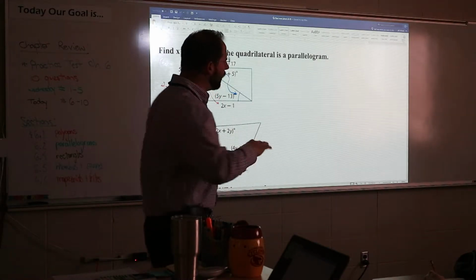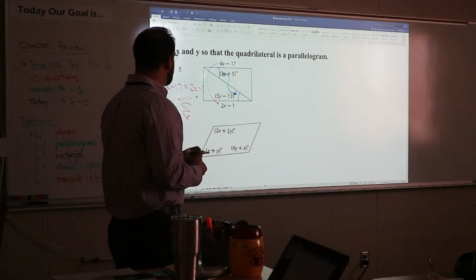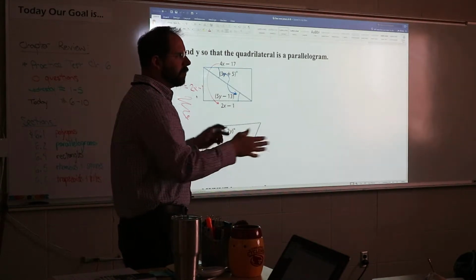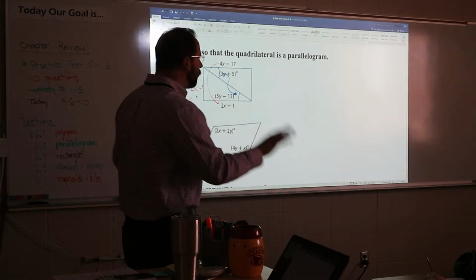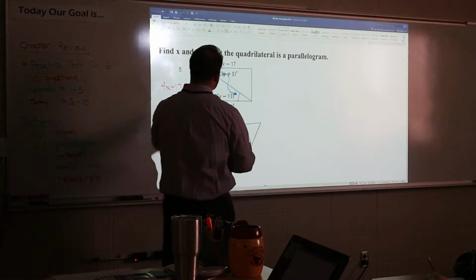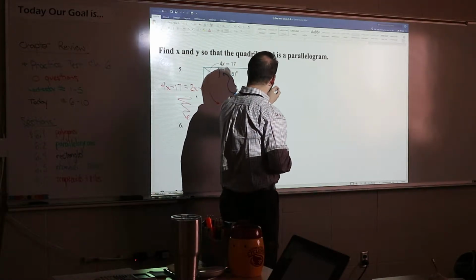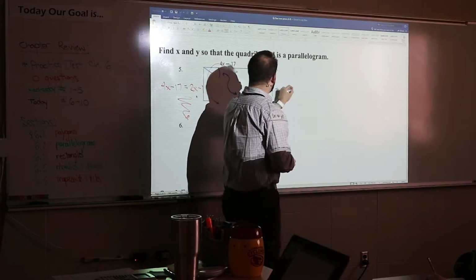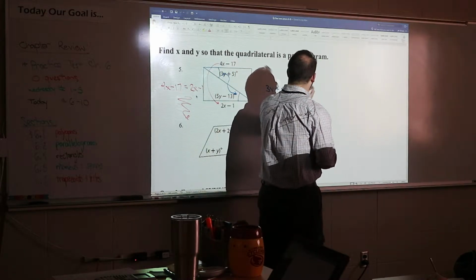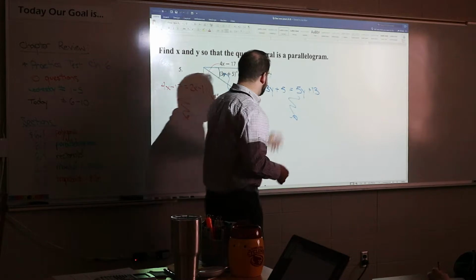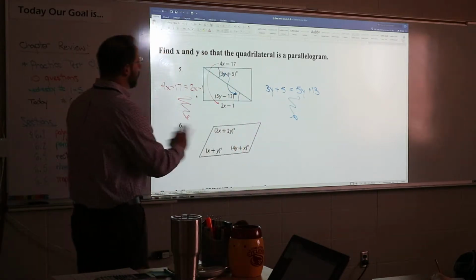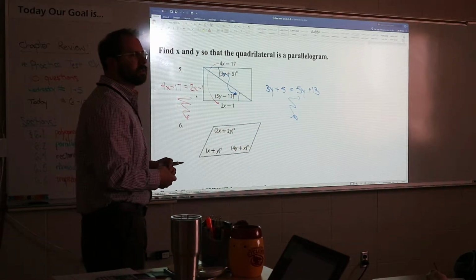I had a couple of people, I think on Wednesday last week, trying to add them up to be 90 or to be 180. They're equal. They're alternates, right? They're alternate interiors, so you can just set those equal to each other. So 3y plus 5 equals 5y plus 13. Then you can solve the math and figure out what y is. Move the y's across, all that good stuff. You should know how to do that from Algebra 1.